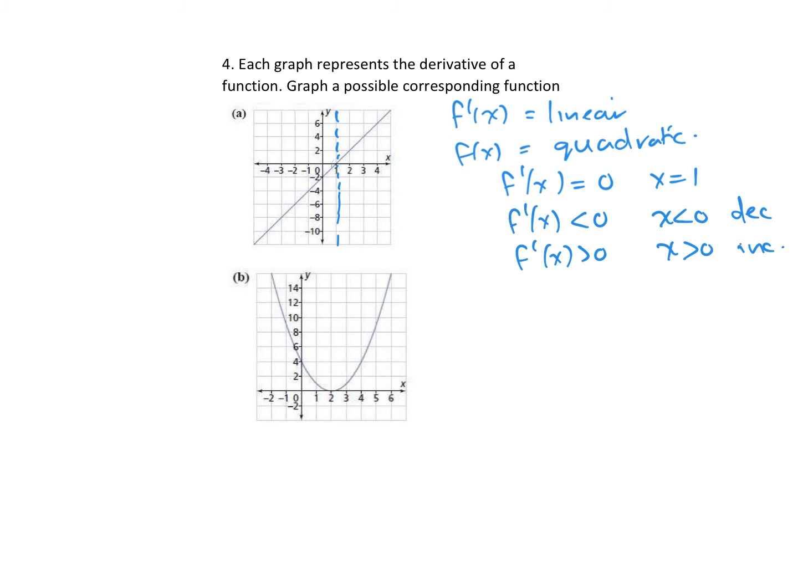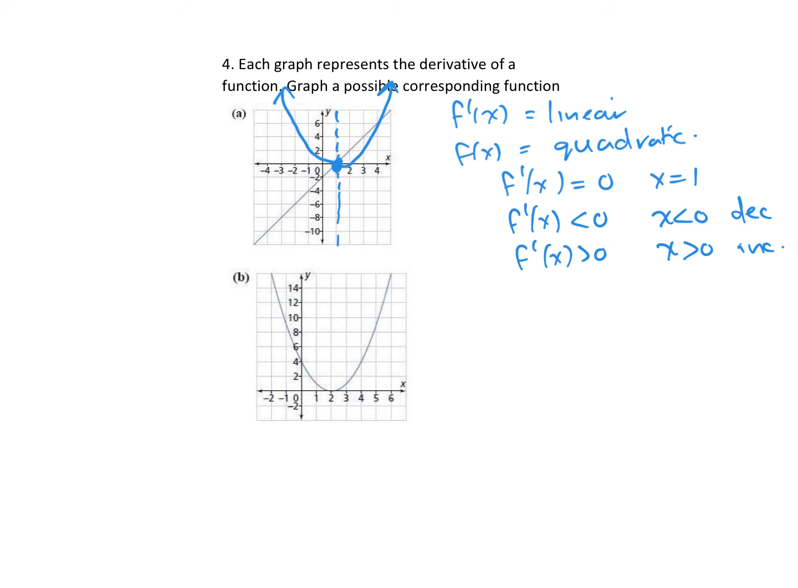So it doesn't really matter where you put the turning point, but I know it has a negative slope before that point, and it has a positive slope after that point. So that turning point can go anywhere because we don't know the equation of the original function. So we can just put it anywhere on there.